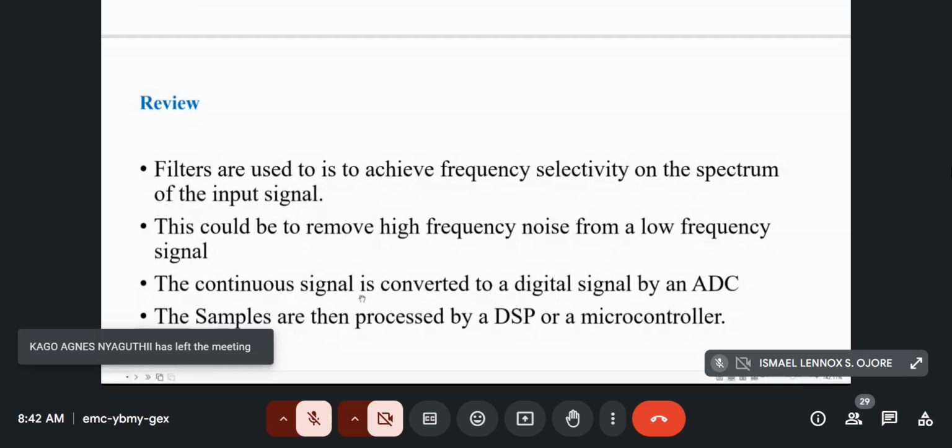So for the filters, we are saying the continuous signal is converted to digital, which we have talked about. Samples are then processed by a DSP, or I know I put a microcontroller, I should just say microprocessor.